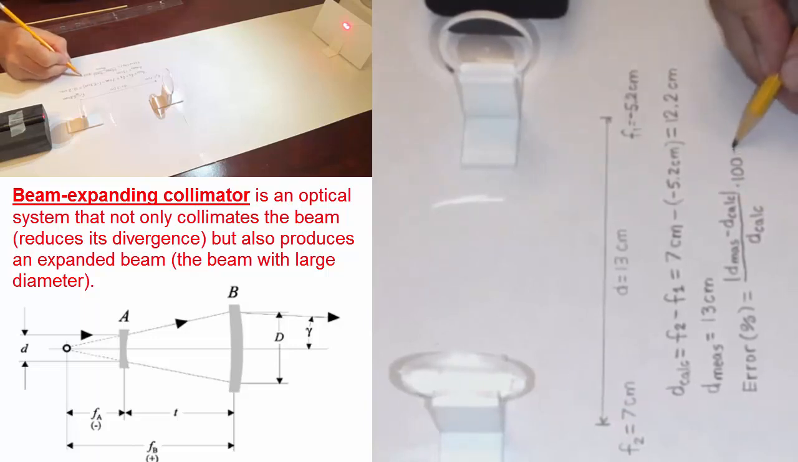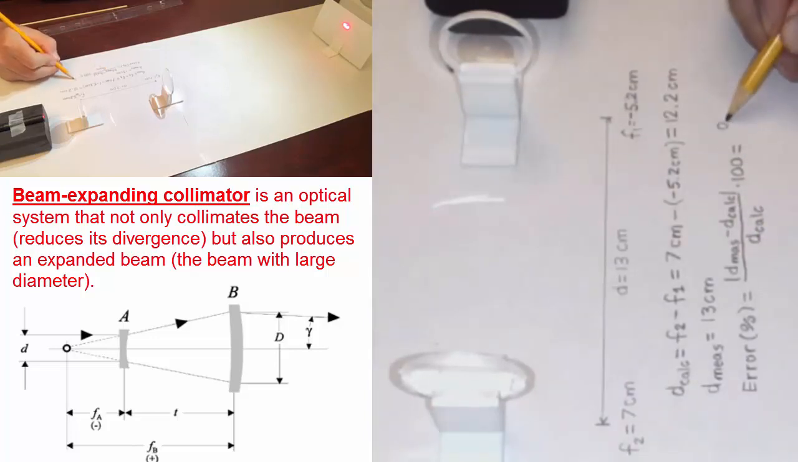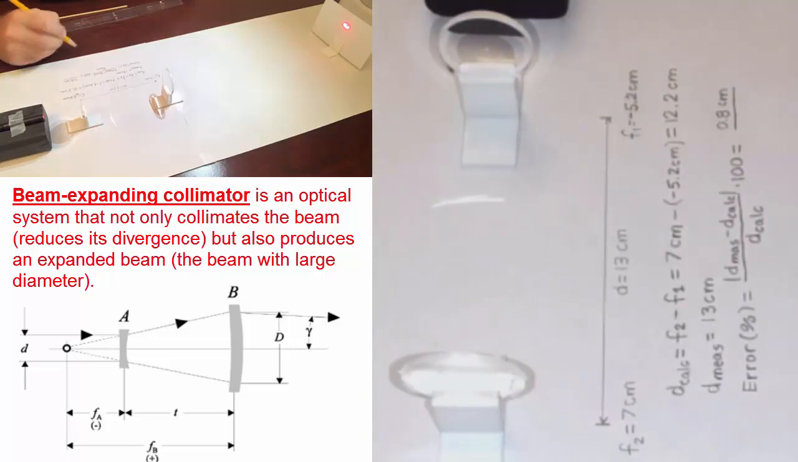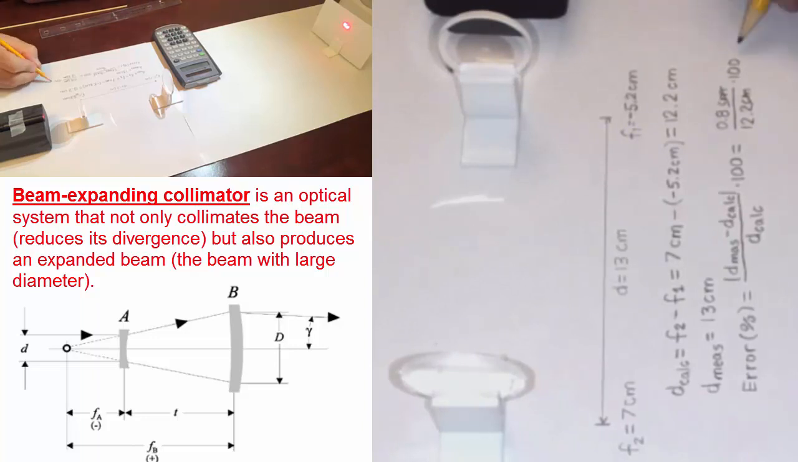So if we do this math, 13 minus 12.2, absolute value, turns out to be 0.8 centimeters, over the calculated value of 12.2 centimeters, times 100. We can cancel the units. So 0.8 over 12.2 gives me 0.066, which is equal to 6.6%. So the percentage error in our measurement is about 6.6%.